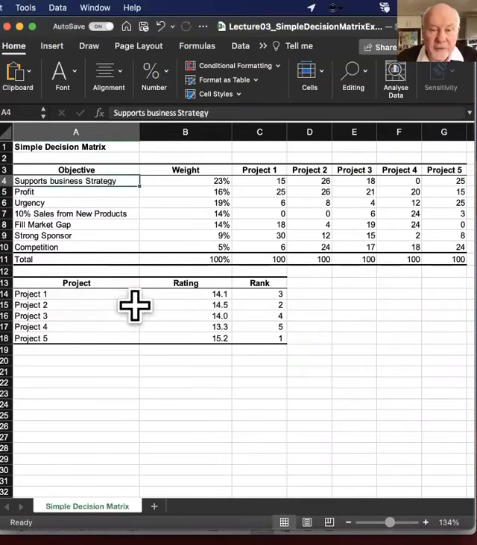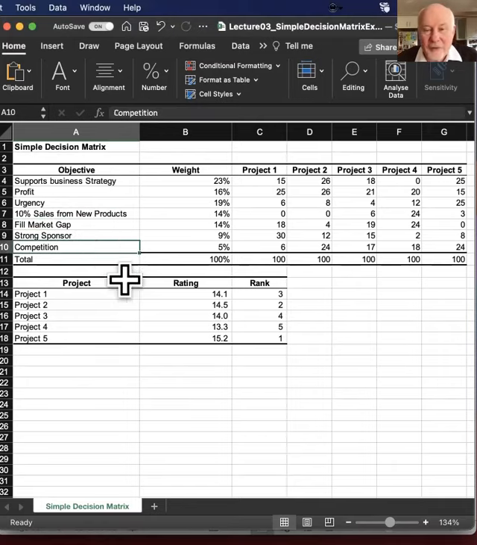So when you look at these, you've got supports business strategy, profit, and something about competition and market gap. Well, I'm not going to give you a lecture on strategy, but some of the main things that you take into account in a business strategy are profit, market gaps, and competition. So to some extent, those objectives overlap. In many cases, it's not possible to completely avoid overlaps in the objectives, but you should try and frame them in a way that minimises it. So that's one thing you can do.